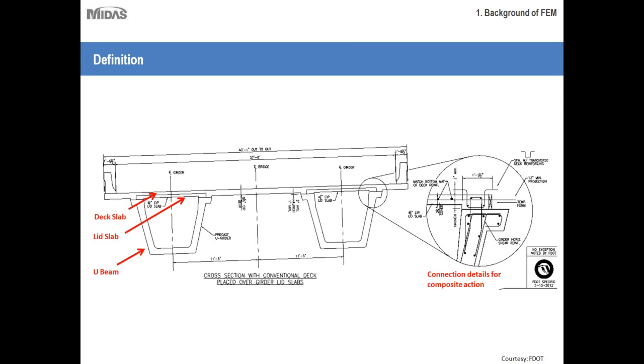And if you look at the reinforcement details here for connecting these U-beam, lid slab, and the deck slab, this is how the composite action is achieved. So we have some stirrups that are coming out. We have to provide some detailing. So when we pour the concrete, we can have composite action in three stages: first with the lid slab, and then with the deck slab on top. When you're simulating this in an analysis environment, you have to make sure that you're able to capture this composite section behavior.